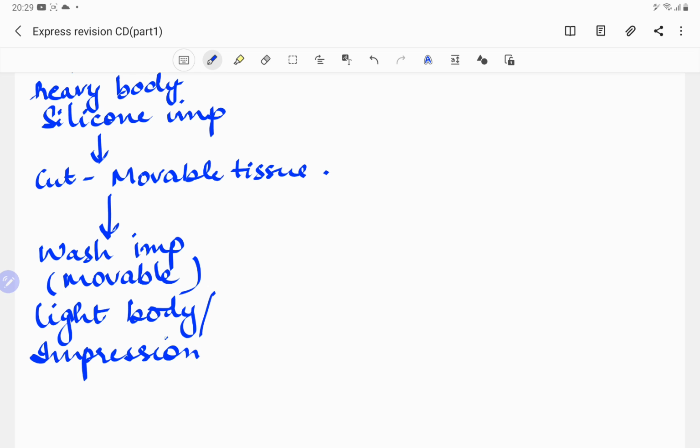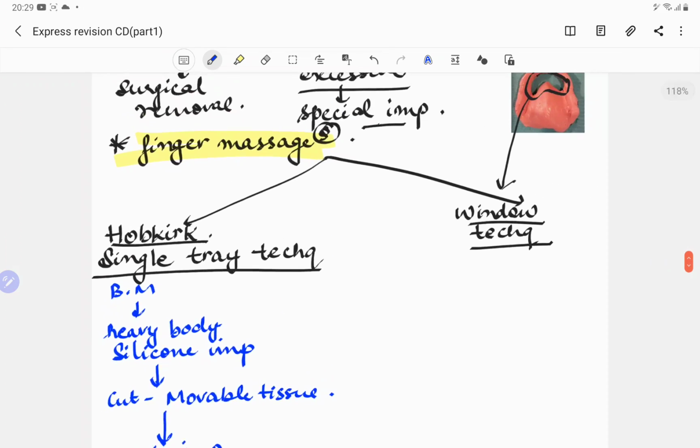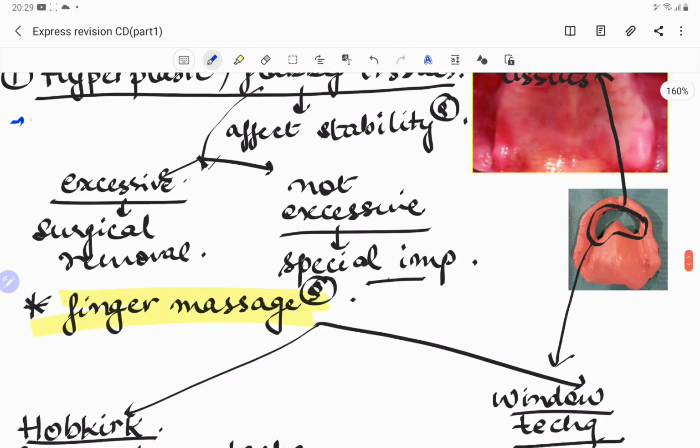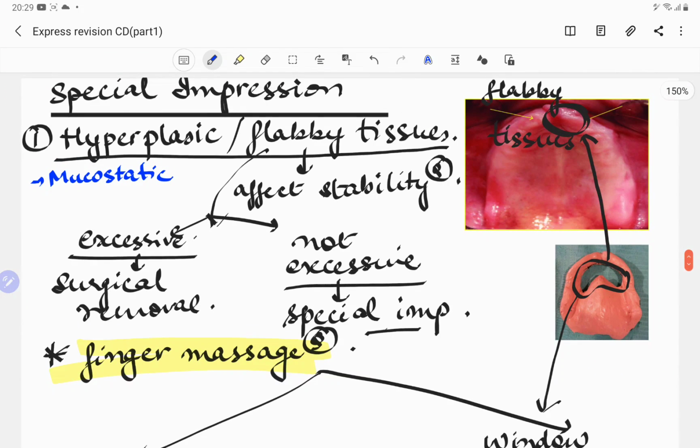So you have to remember this. In the last video we talked about the mucostatic impression, wherein we are not putting forces. Basically, in hyperplastic or flabby tissues we need to remember that we take a mucostatic impression of the flabby tissues because the tissues are already moving. This area is already moving.